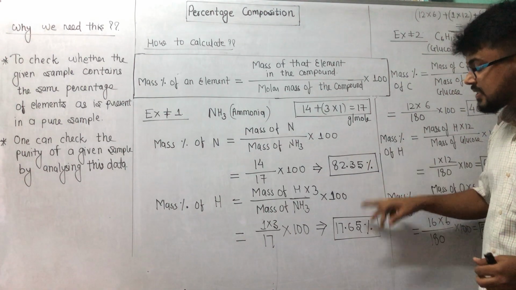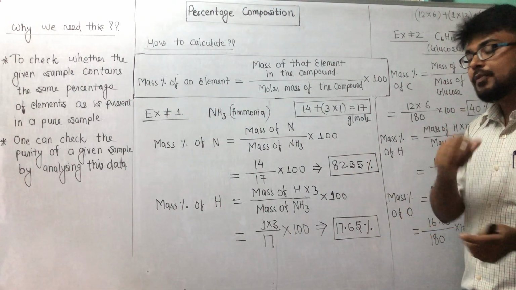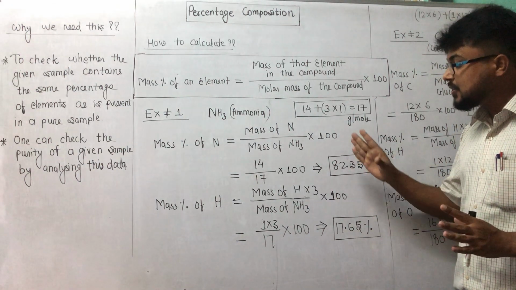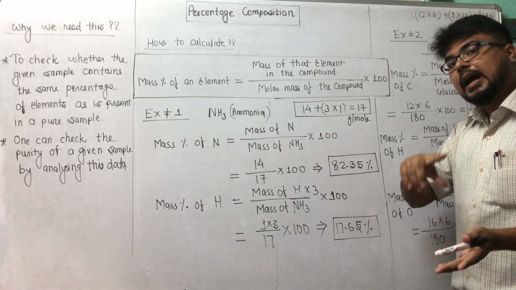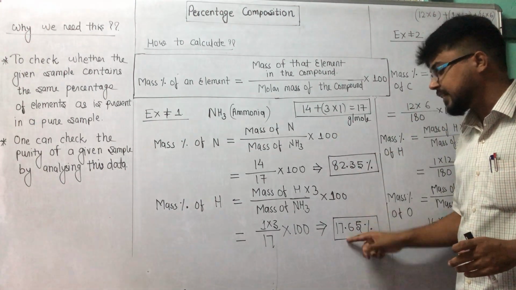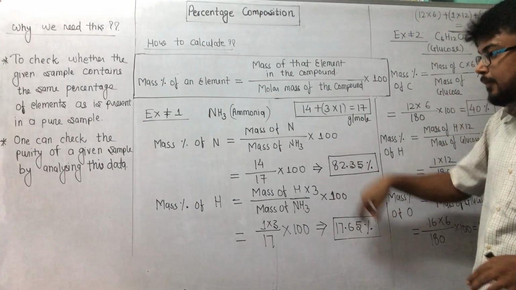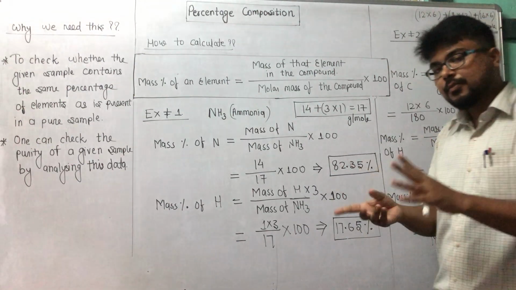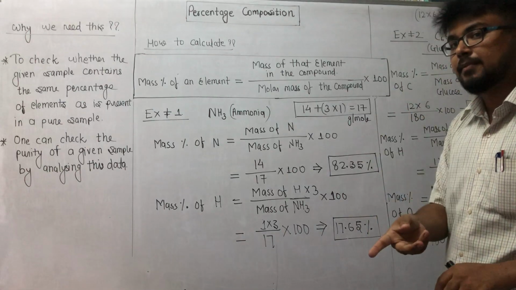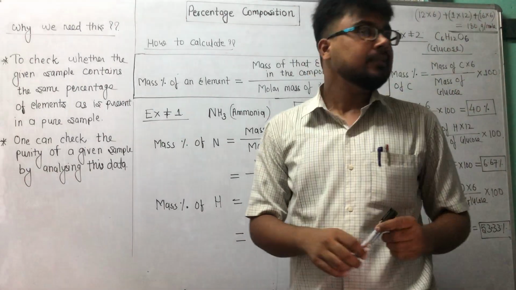Correct? When you sum both of these values, you will get exactly 100%. Or suppose you calculated the first one; when you subtract this value from 100 you will get the other. So there is no need to calculate both. Calculate one, and once you have the data for one element, you will get the data for the second element. Correct?